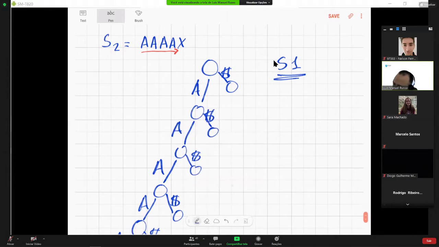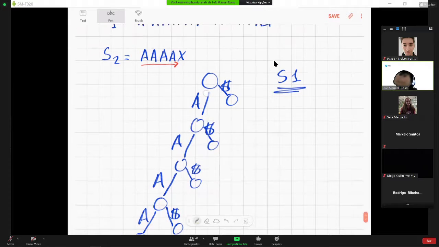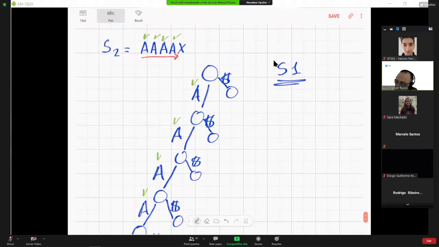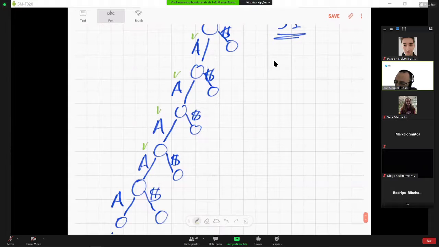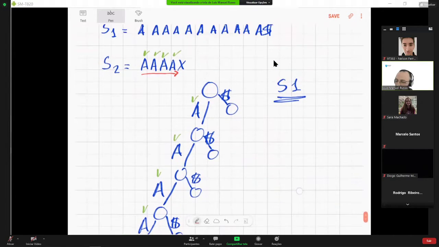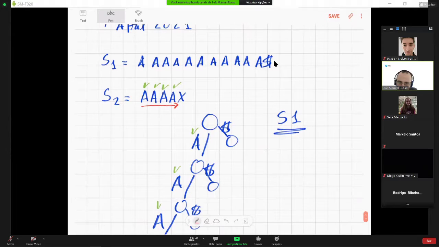All right, so what happens here? So I try to read these A's. Okay, so I get to read these 4 A's, right? So I go down, down, down, down, right? And then I try to read the X, and I cannot read an X here, right? Because I either have an A or a $, and neither of these match the X that I want to read over there, right? So everybody got the problem?